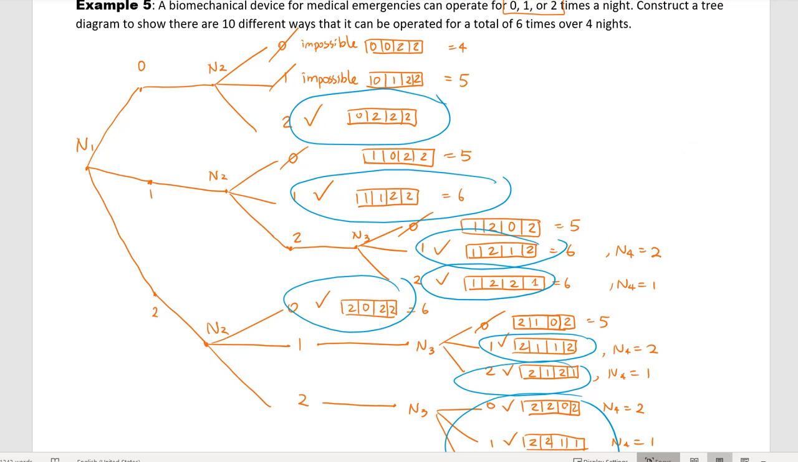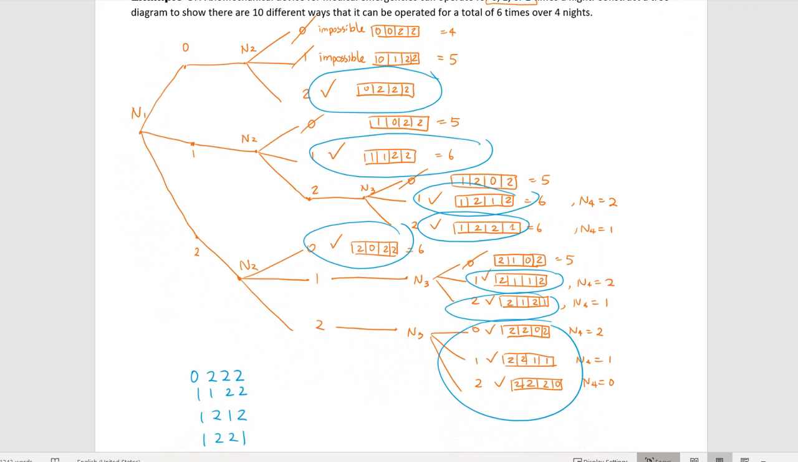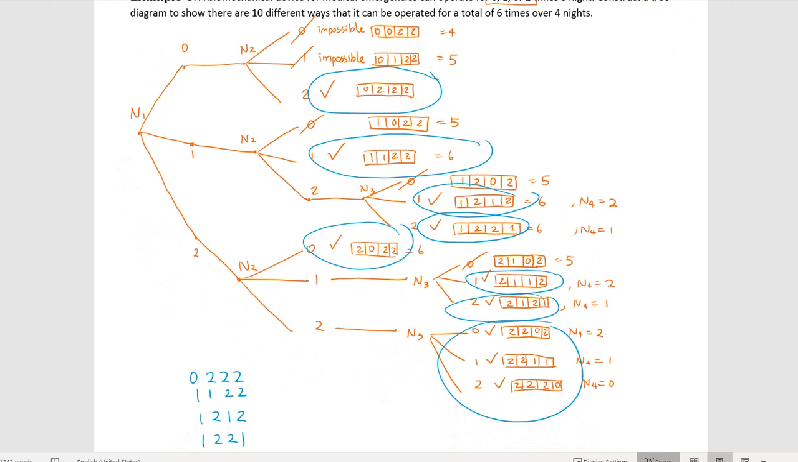So this is a tree diagram. You simply look at each step, how many cases, then you can draw the tree, the branches. So far, so good, everyone?